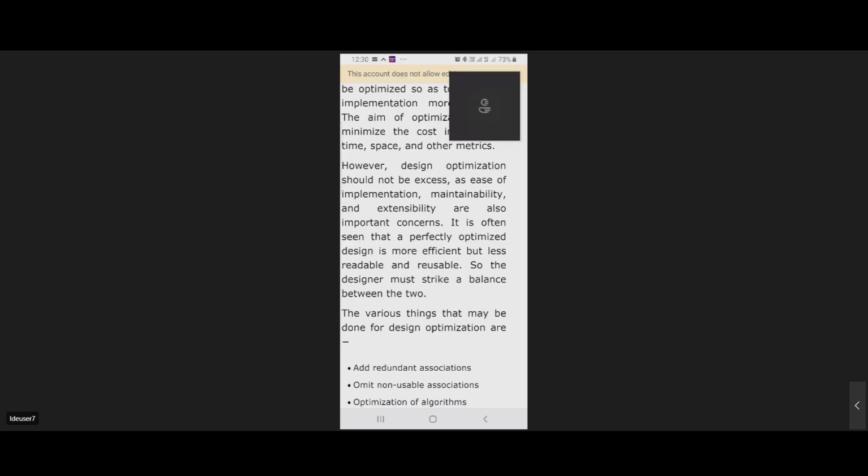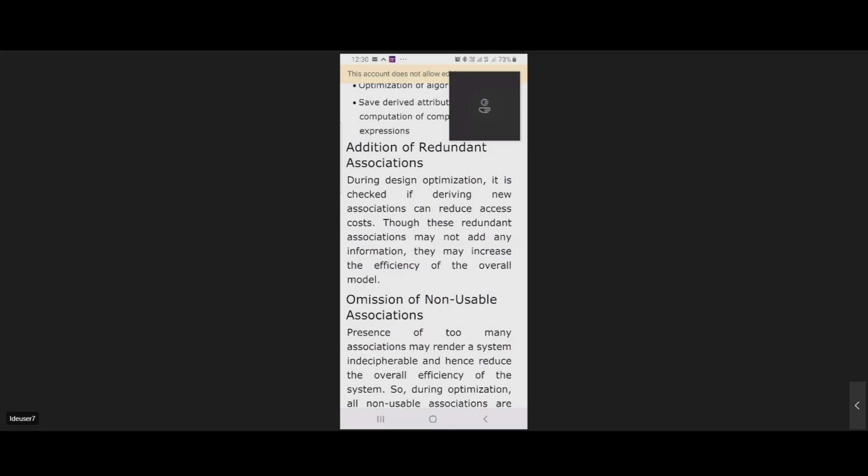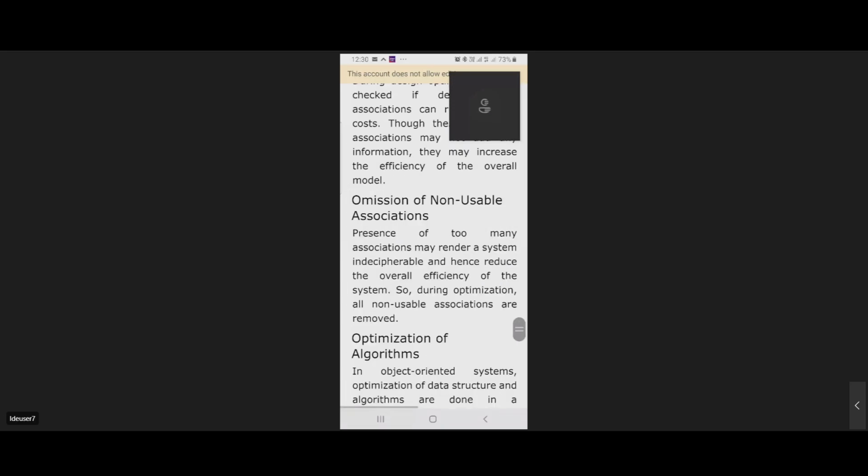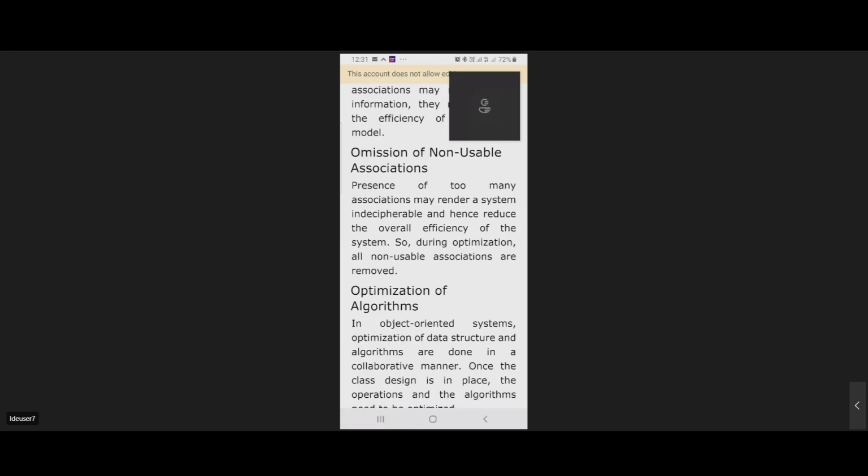The addition of redundant associations. So what is done during design optimization? Check if deriving new associations can reduce access cost. These redundant associations may not add any information, but they may increase the efficiency of the overall model. Omission of non-usable associations: presence of too many associations may render a system indecipherable and hence reduce the overall efficiency of the system. So during optimization, all non-usable associations are removed.